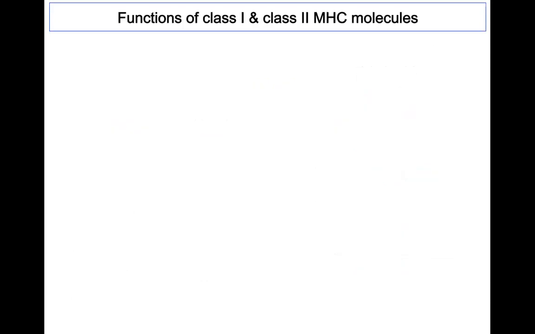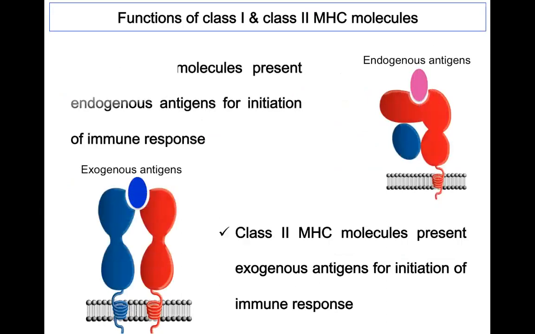So what is the function of class 1 and class 2 MHC molecules? After knowing their structures, now we will elaborate their functions. And we will introduce two terms here: one is called endogenous and the other is exogenous. What we mean by endogenous antigens and exogenous antigens, we are going to learn in the next slide.